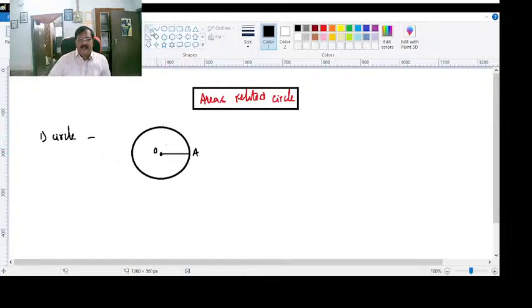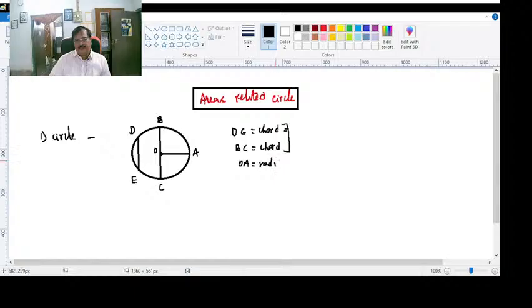and there is a diameter. Diameter is 2 times the radius. BC is the diameter, and there is one more part you should know, that is DE. DE is a chord, and even the diameter BC is also a chord. The longest chord of the circle is the diameter, and OA is the radius.